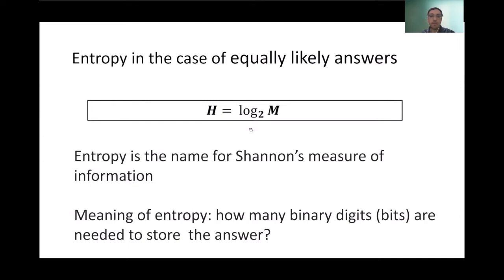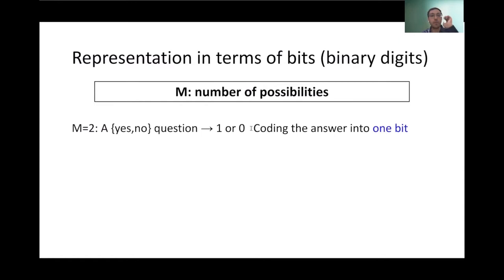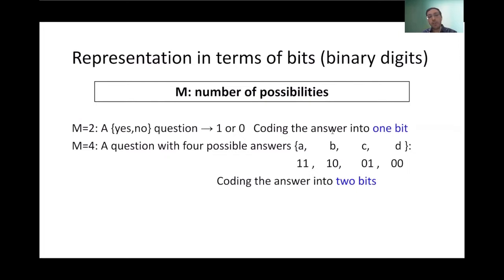Okay, so suppose that m is 2, you have two possible answers, let's say yes or no. I can represent yes with 1 and no with 0. So I'm coding the answer into 1 bit here. Now, if you have a question with 4 possible answers, A, B, C, D, then you can represent the answer with 2 bits. You can code the answer into 2 bits. So A would be 1, 1, say, B would be 1, 0, C would be 0, 1, D would be 0, 0.